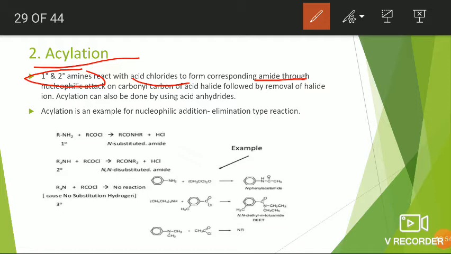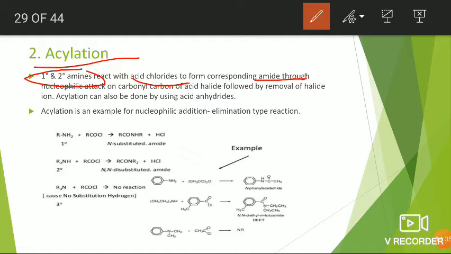Then we get a nucleophilic addition product. This addition product in the next step undergoes loss of some small molecule to form the corresponding amide product. If you observe the overall acylation reaction, acylation is an addition-elimination type reaction. Here addition is generally nucleophilic addition, followed by elimination, as observed in the acylation of amines.